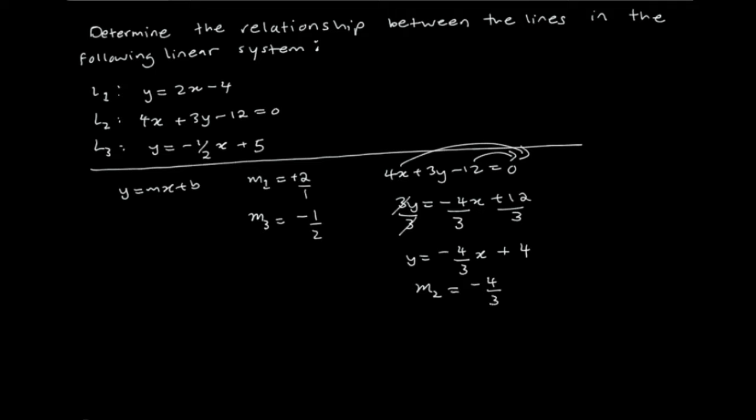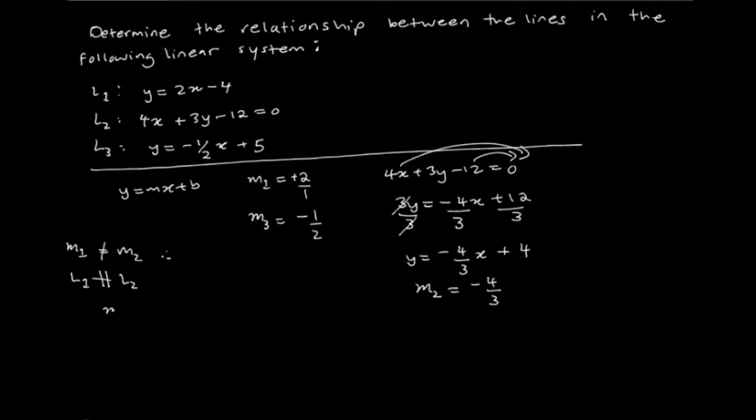Now I'm going to compare the lines. I'm going to start with line 1 and line 2. The slope of line 1 is 2, and the slope of line 2 is negative 4 over 3. So the slope of line 1 does not equal the slope of line 2. This means that line 1 is not parallel to line 2. And when two lines are not parallel to each other, they're going to intersect at a certain point, and that point is called the point of intersection. All right, so that's the idea.